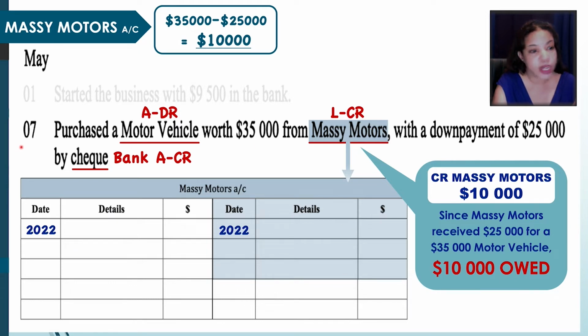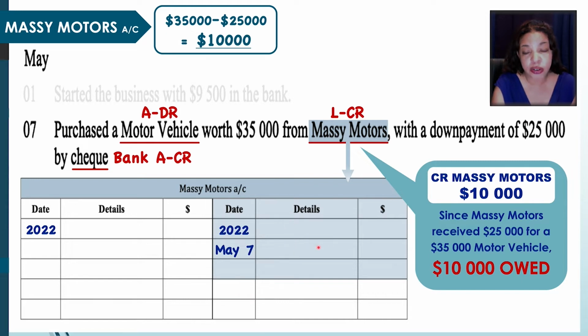And what is the date? So you go one step at a time. We are on the credit side, the year. We put the date, which is May 7th or 7th of May, whichever order, doesn't matter. Your details. Remember what I said, your details cannot be Massy Motors. If you are in Massy Motors account, you cannot have your detail as Massy Motors. The detail is the account that the opposite was done to.